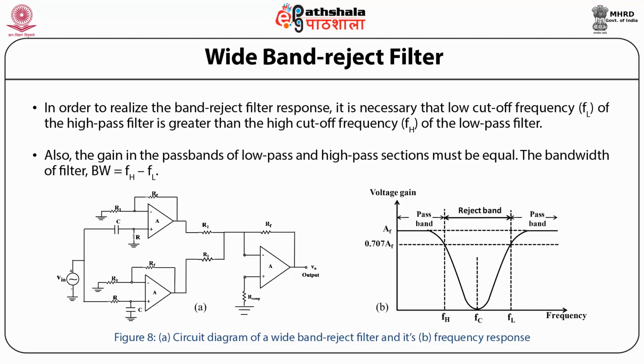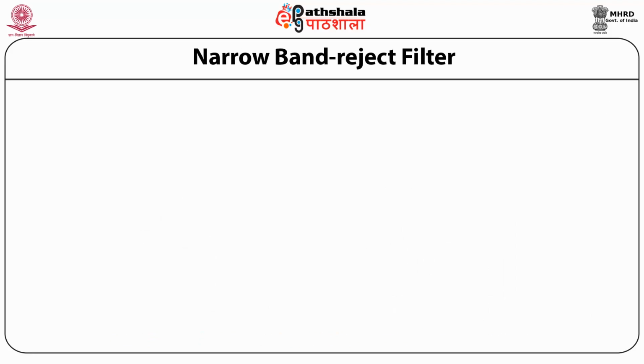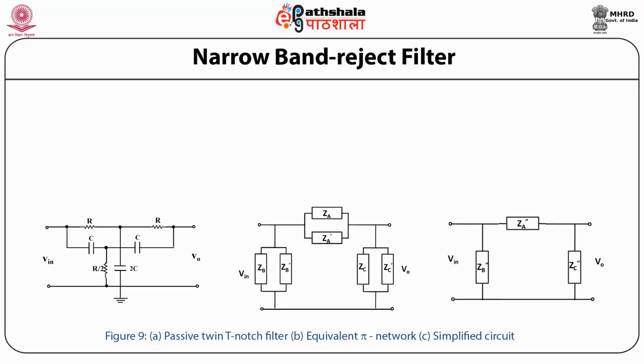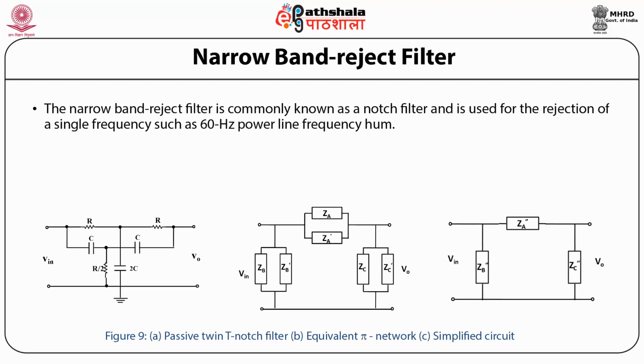First is the case when omega tends to 0. As omega tends to 0, terms in the denominator, S omega naught by Q plus S square, can be considered to be very small in comparison to omega naught square, and thus they can be ignored. So V0 by Vn tends to zero as omega tends to zero.